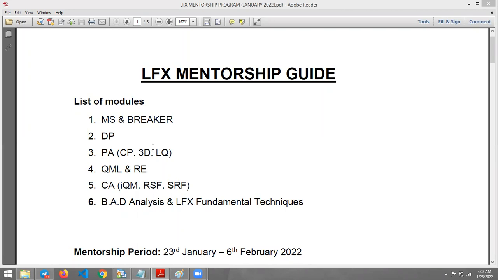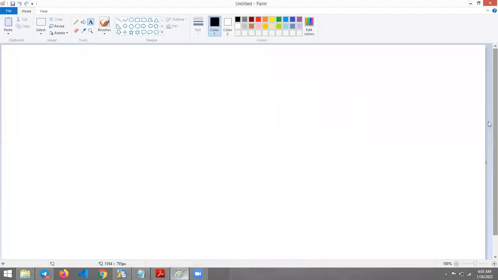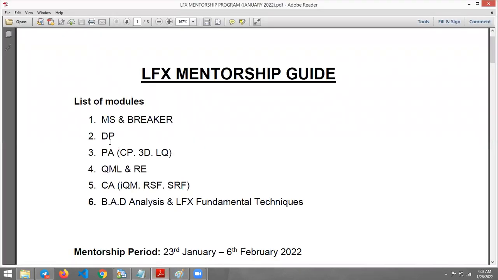Yeah, so in our previous session, we did MS and breaker. Basically, MS and breaker, market structure and breaker, is something that was foundational. So I'm just going to use a downtrend to remind you. Here we have a downtrend structure, and here we have what we call the breaker, right? So today what we're going to learn is what we call the DP.